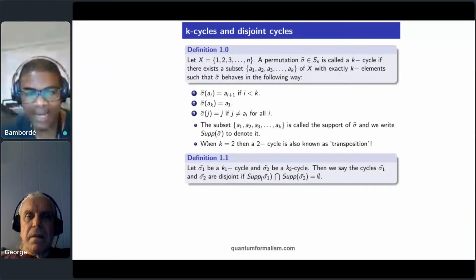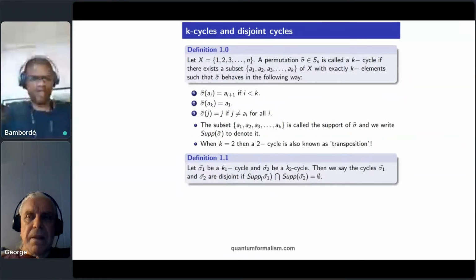Okay, and then here's a very important definition. When K equals 2, then a 2 cycle is known as a transposition. Okay, we'll see examples of this. So a transposition is just a 2 cycle.